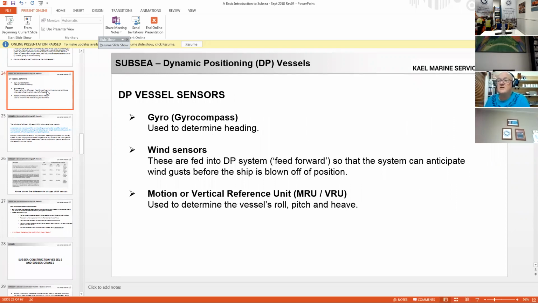So then we go to sensors. The previous ones were reference systems. For sensors, you have your gyro or your gyro compass, which is used to determine the vessel's heading. You have wind sensors, which are fed into the DP, known as feed forward, so that the system can anticipate the wind gusts before the ship is blown off position. And you have motion or vertical reference units, MRUs or VRUs, which are used to determine the vessel's roll, pitch, and heave.